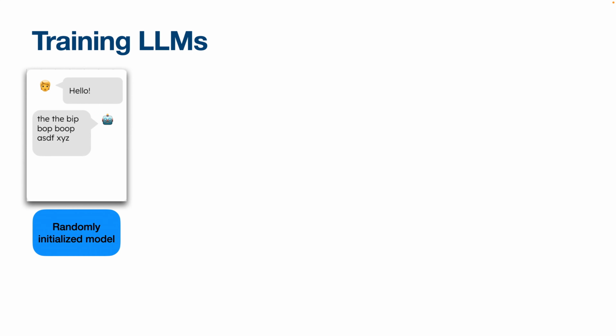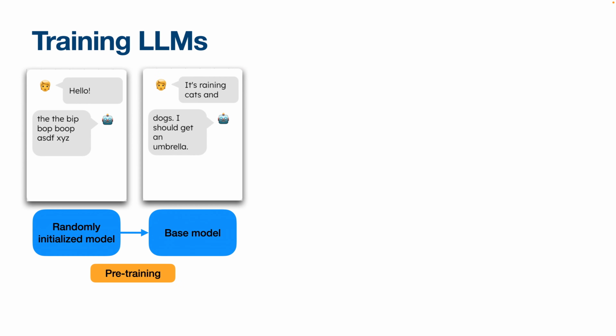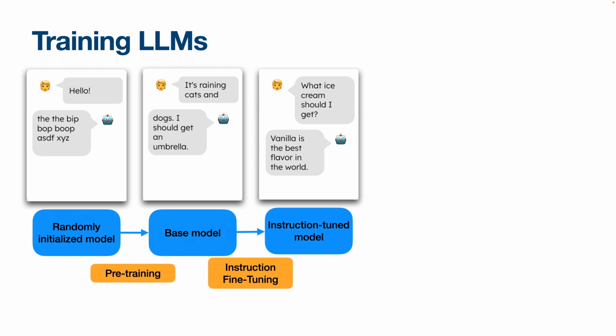So we start with a randomly initialized model that just outputs gibberish. Then we pre-train it by predicting the next token on the entirety of the internet. Implicitly, the base model ends up acquiring a lot of world knowledge, but it's not quite usable yet as an assistant because it just finishes your sentence and builds on top of it. To make it more conversational, we run instruction fine-tuning using instruction response pairs.